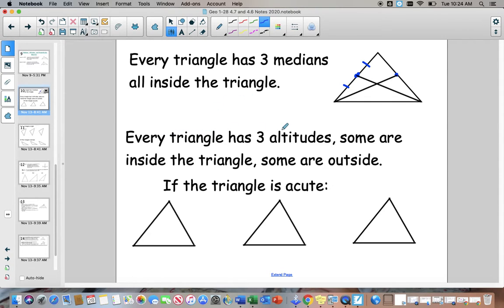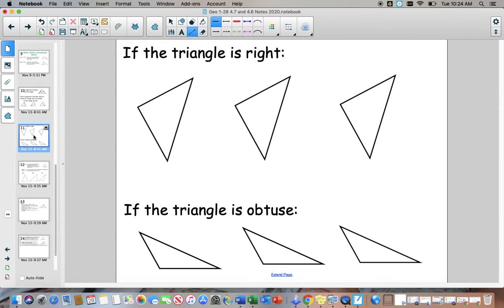Every triangle has three altitudes. Some are inside, some are outside. So if you have this where it is acute, you'll notice that all of the altitudes are going to be inside. Okay. But as we go to other triangles, we can see special properties.